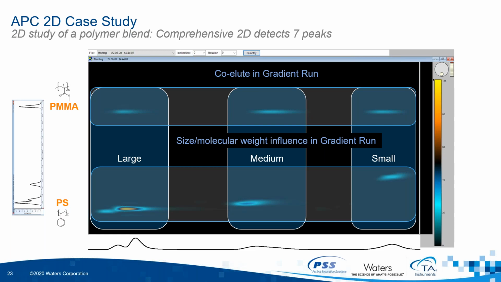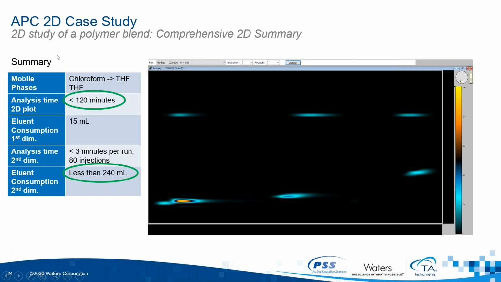The 8th fraction is coeluting with another fraction because the separation range of the column was targeted on the molecular weight of the medium fraction. But nonetheless, 7 out of 8 is very good. So here are the stats. As for the solvents, nothing too fancy. Runtime in the second dimension is very short, under 3 minutes, and with high resolution.